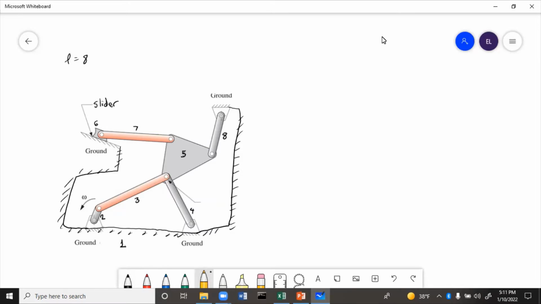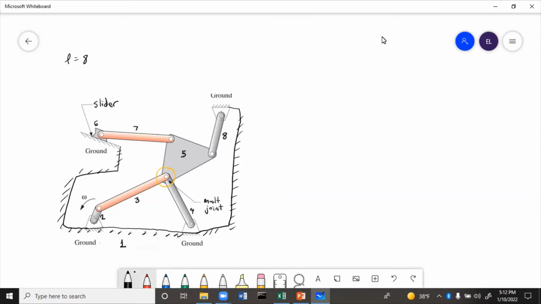Now, this joint right here is going to double count. It's a multiple joint because it has 3 things connected to it. Links 3, 4, and 5 are all connected. So we'll call that a multiple joint.